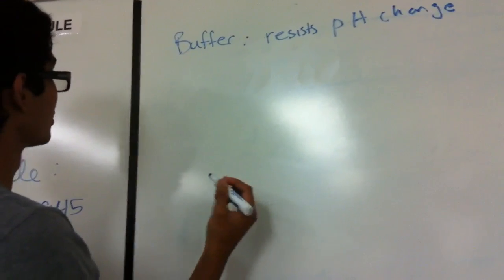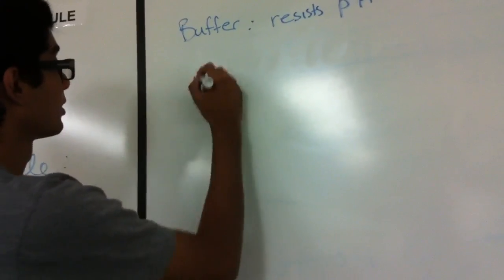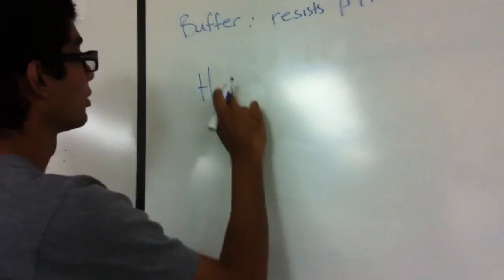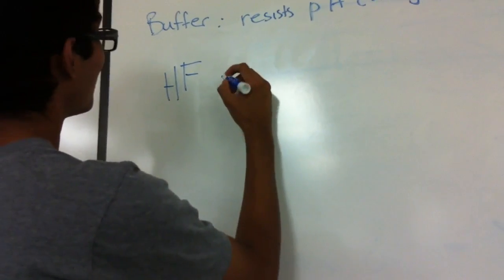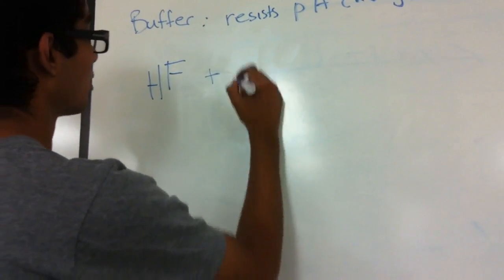So let's have an example. A weak acid would be HF, hydrofluoric acid. Isn't that strong? It's just weak, yeah. Plus the salt of that acid, so that'd be NaF.